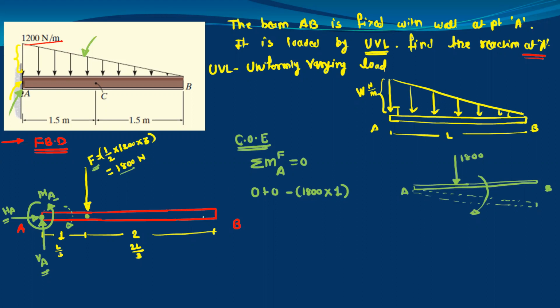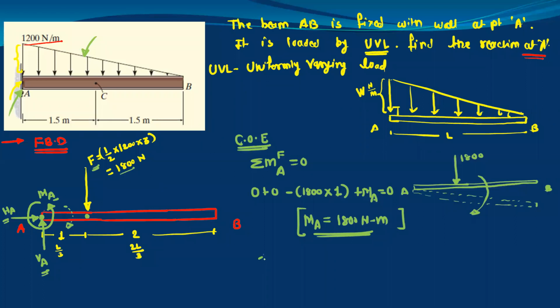So there is no other force on this AB, and there is one moment at the point A, which is a moment reaction. And right now we have considered this to be anti-clockwise, so it is positive. So plus MA, and this is equal to 0. From this equation, we directly get MA equal to 1800 Newton meter. So this is one unknown out of 3.